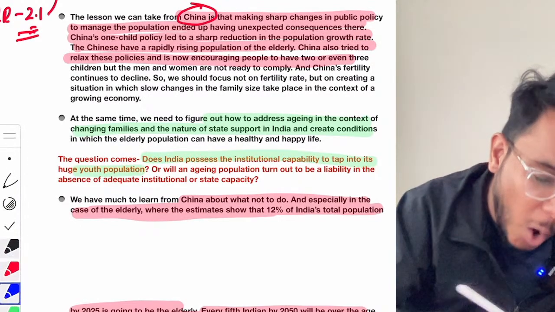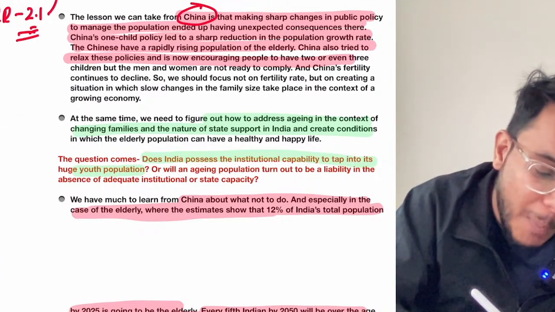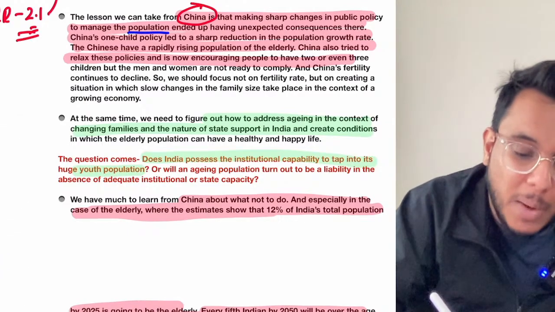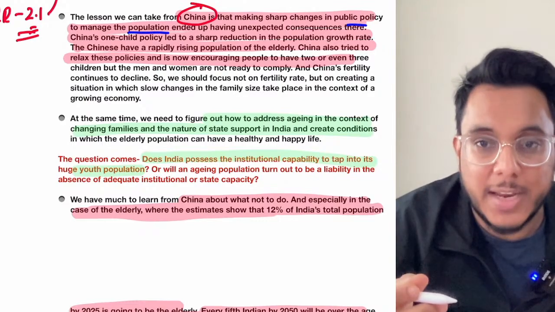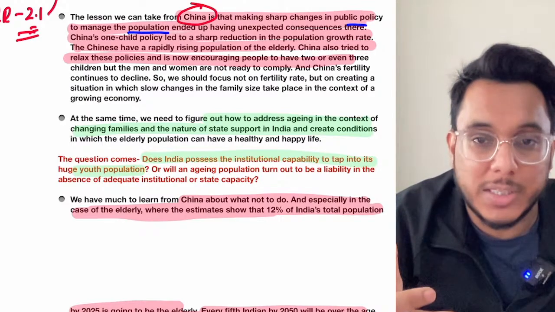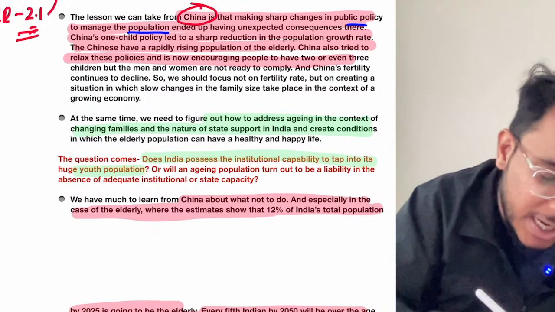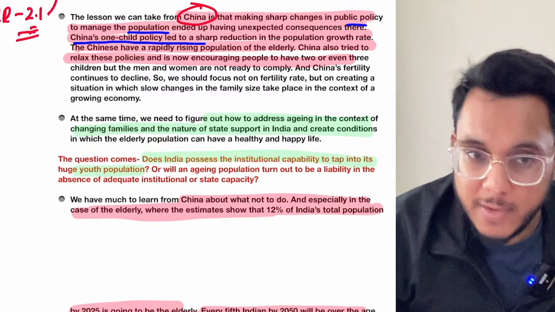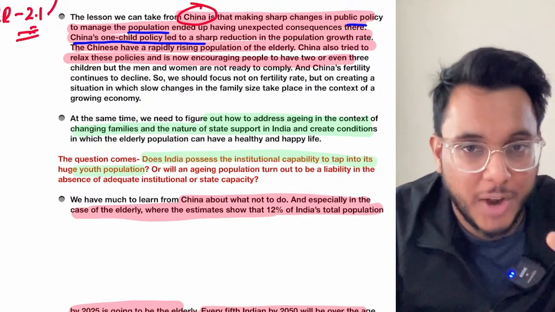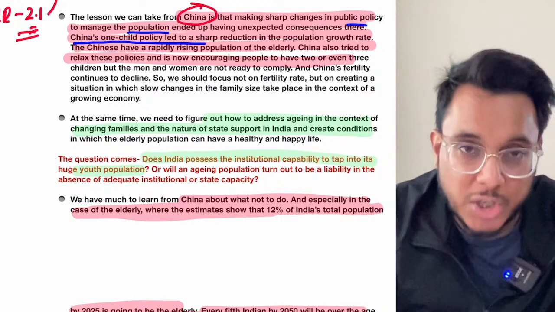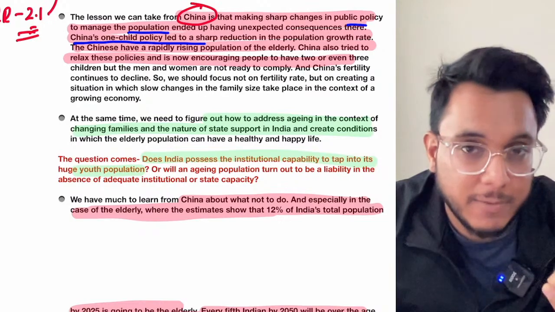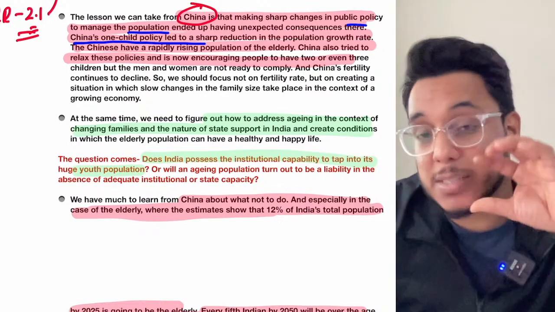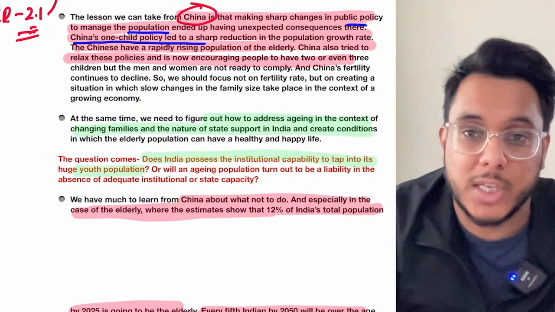Now China always tried to manage their population by public policy. For example, China came out with the one child policy in the 1990s. Then they changed their one child policy to the two child policy after 2015. But whenever China has tried to control their population by policies, such as the one child policy and the two child policy, it has brought some unexpected consequences.